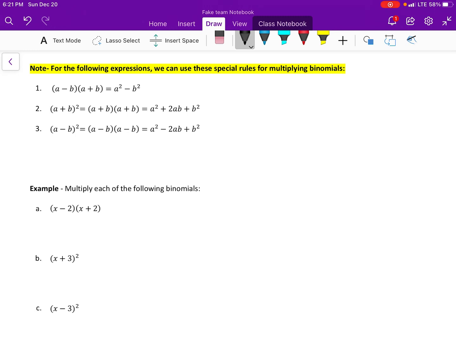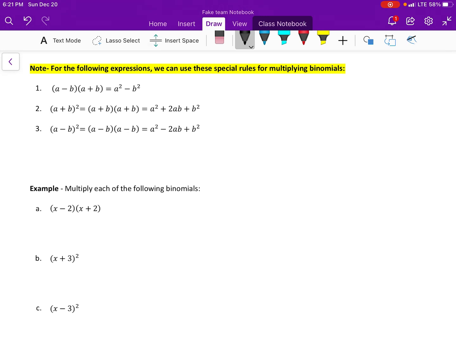Our second one, if you have the expression a plus b, and that expression is raised to the second power. Again, remember when you're raising something to the second power, what that means is you're taking that value and multiplying it by itself. So if we're taking a binomial a plus b and raising it to the second power, we take a plus b and multiply it by itself. So we take a plus b times a plus b. And what that's going to give us is the expression a squared plus 2ab plus b squared.